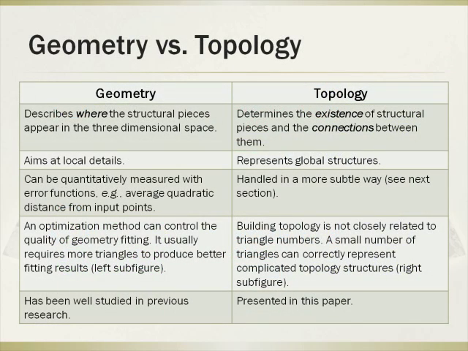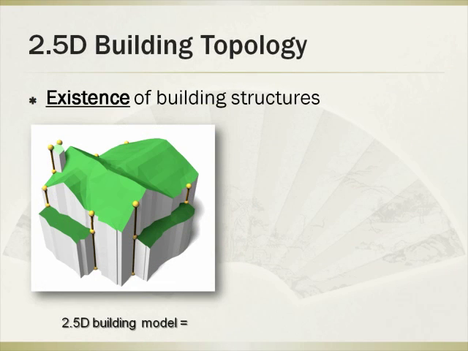Intuitively, building topology determines the existence of structural pieces and the connections between them, while building geometry presents where these structural pieces appear in the three-dimensional space. The differences between these two concepts are given in this table. Note that our paper is the first to formally define 2.5-dimensional building topology, which is the core of our new modeling method. The 2.5-dimensional building topology contains two crucial parts. The first part presents the existence of building structures.